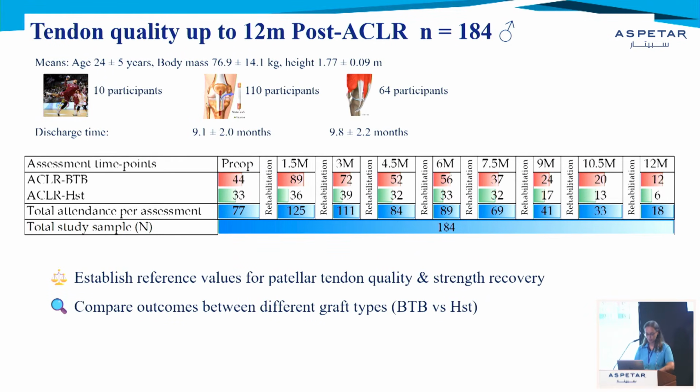So we had 10 people with conservative treatment, so they were only included in the pre-op phase. And then we had 110 participants with BTB graft and 64 with hamstring graft. The goal was to establish reference values for every time point for the patellar tendon and strength, and to compare outcomes between grafts, BTB and hamstring.